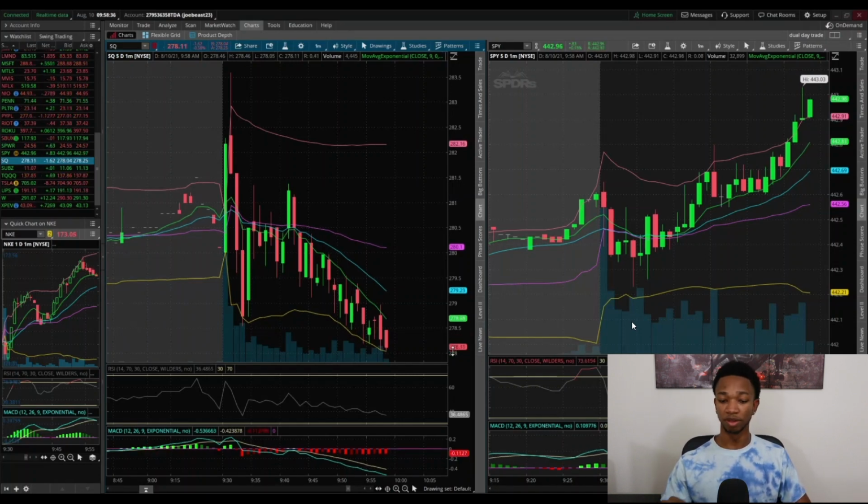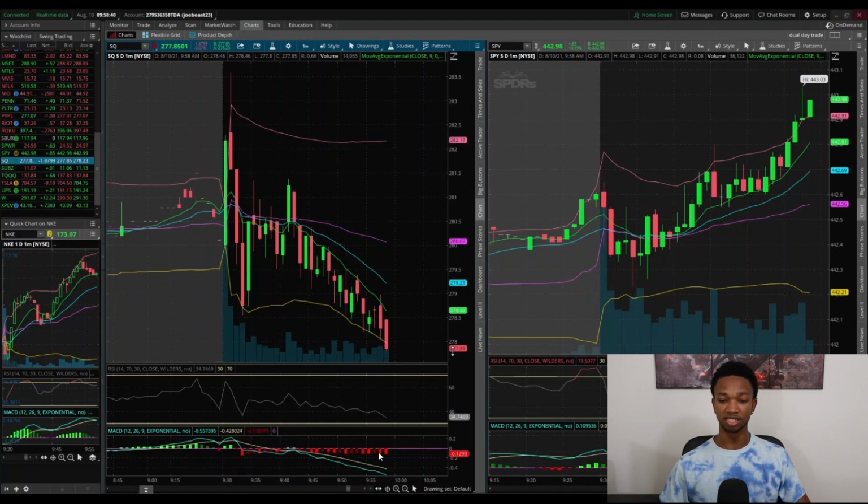Now keep in mind as well, the MACD shows that the momentum is on the sellers' side. And this is exactly what you want to use when you're day trading. I use the RSI and MACD. We can also see another push even lower underneath the lower VWAP as well. So keep an eye on the MACD as well. It's a momentum indicator, so it's going to show you where the momentum is within the market.